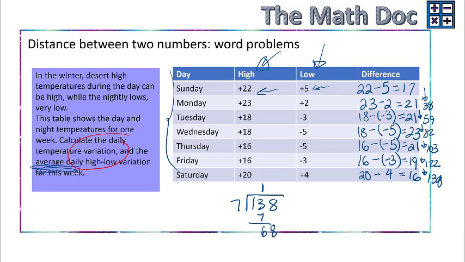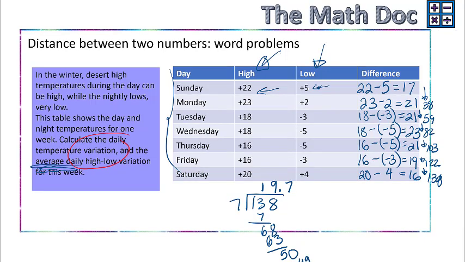How many times does 7 fit into 68? Well, 9 times, right? 9 times 7 is 63. We're left with 5. Let's add a decimal point and a 0. How many times does 7 fit into 50? 7 times. That will give 49. And 50, take away 49 is 1. But let's just stop here.